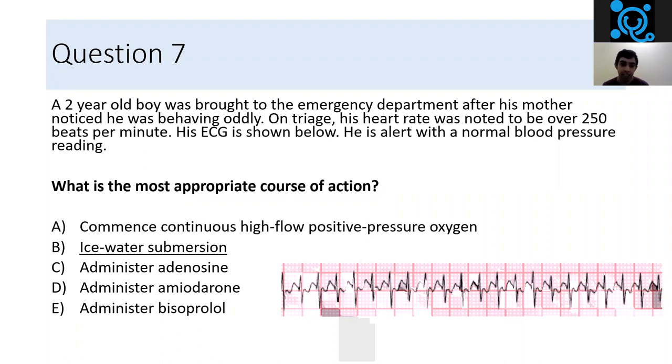However, if they are still in SVT after that, we need to give IV adenosine. And it's really important to have full cardiac monitoring when you're doing this, okay? And what IV adenosine does is it effectively resets the cycle by causing a block to your AV node, okay? And when you are administering adenosine, you need to have full cardiac monitoring and you need to make sure the ECG machine is recording, or you're printing rhythm strips the whole time, because you need to show this to pediatric cardiologists when they want more information so they can analyze the rhythm properly.